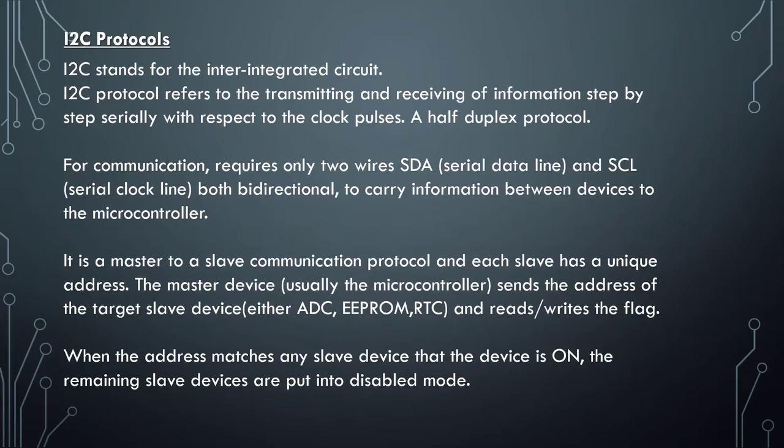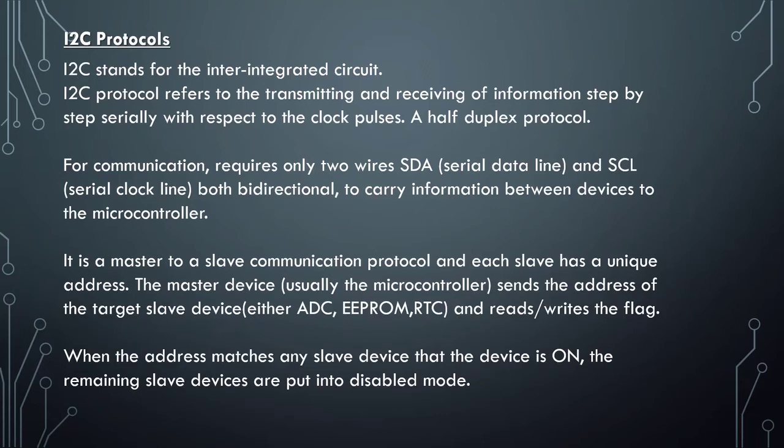Below, we also have another category of information which refers to the communication protocols, whereby communication is simply the transfer of information from one place to another. But for embedded systems to work efficiently, they require the I2C protocol. So what is this I2C? I2C stands for Inter-Integrated Circuit. The I2C protocol refers to the transmitting and receiving of information step by step, serially, with respect to the clock pulses. Specifically, it is a half duplex protocol.